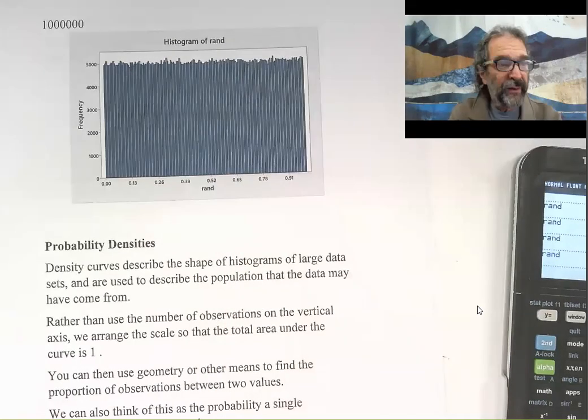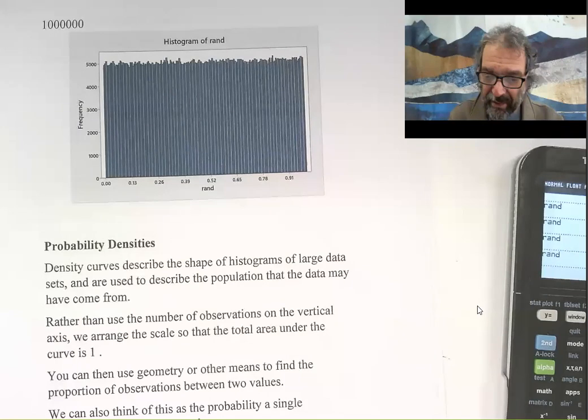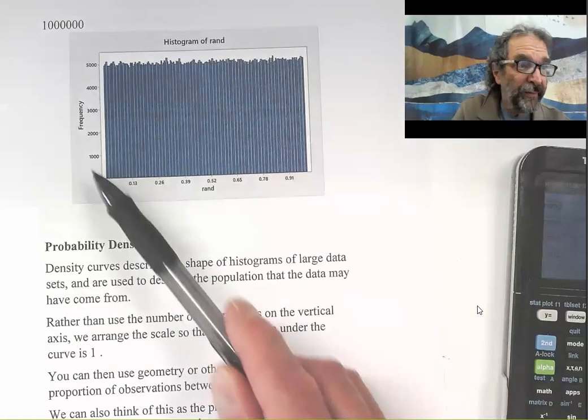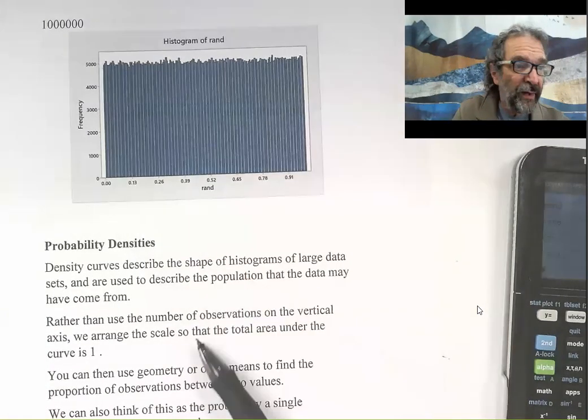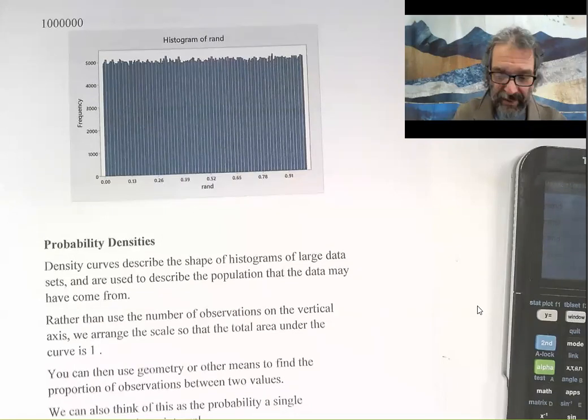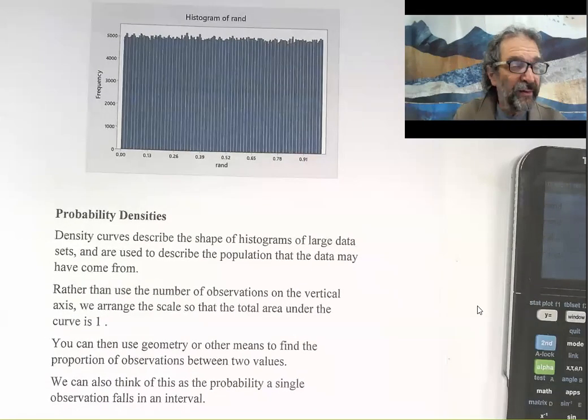So the density curve is going to imitate that shape of a rectangle for large data sets. And then instead of using frequency on this axis, we're going to arrange the scale so the total area under the curve is 1. If the total area under the curve is 1, we think of that as the probability of all the possible values being 1. And then we can use geometry, or some other kinds of mathematics, to find the proportion of observations between two values.